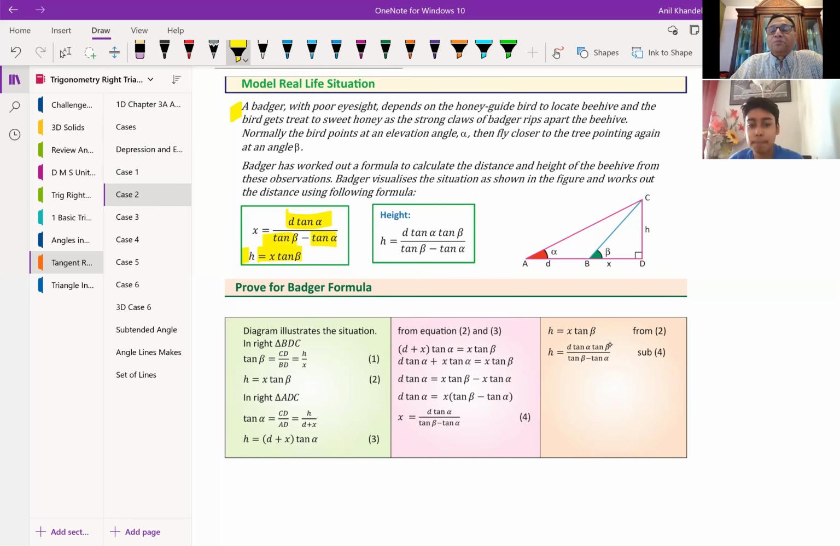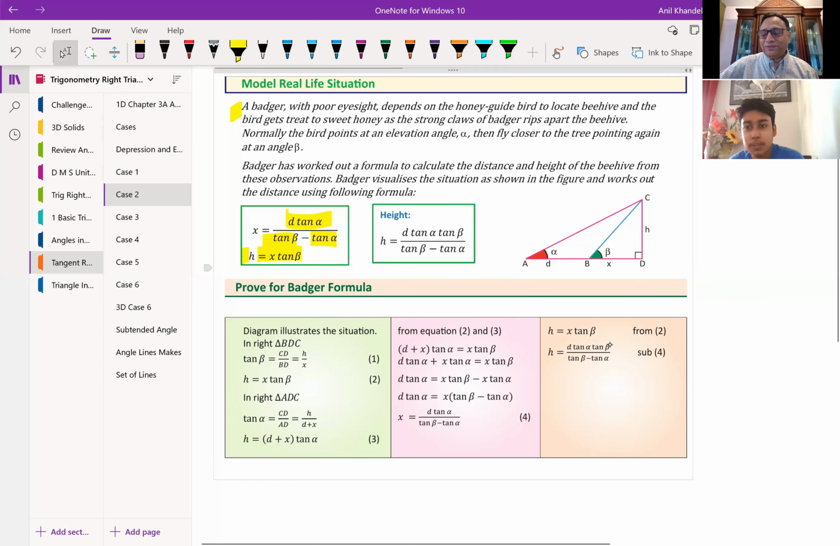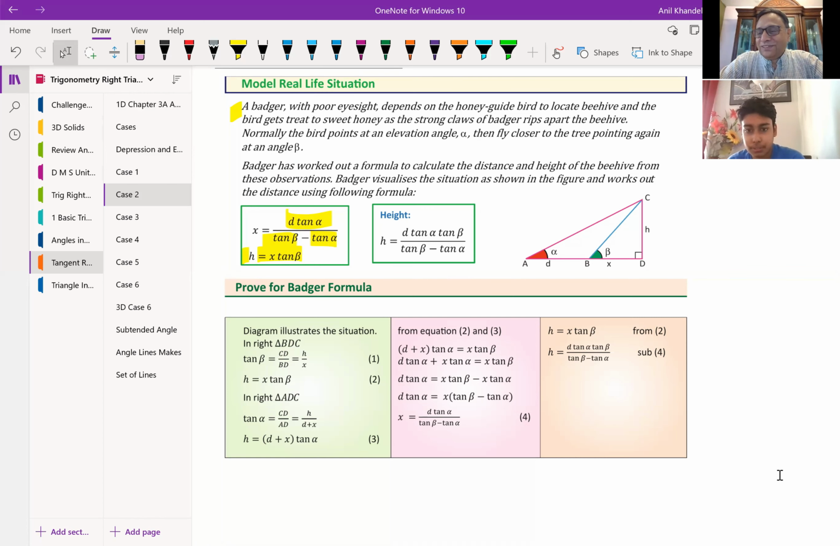Correct. So it's very interesting and it's a very practical situation. It happens in the wildlife normally. So the badger, as you know, has poor eyesight, but the birds have very good eyesight. Now the bird locates where the honey is. The bird's problem is that the bird cannot rip that beehive and eat the honey, correct? That is the bird's problem, and that's why the bird needs the badger's help. You get the idea? Yes, sir. The bird knows that this badger can actually climb and rip that beehive, and then both of them can eat it. That's the whole thing.